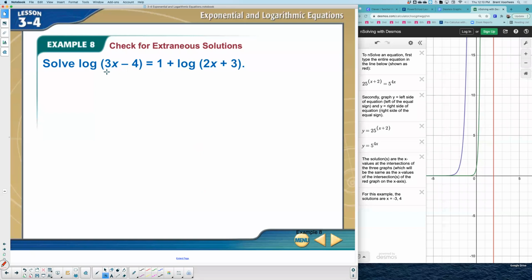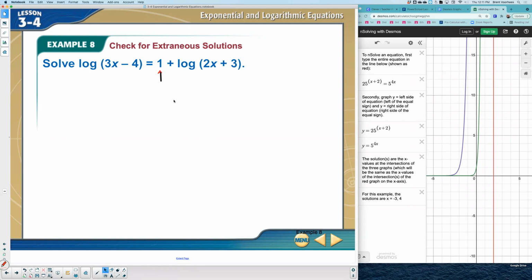All right, now let's take a look at example 8. So once again, if I'm going to try to solve and I see that I have multiple logarithms, what I would like to do is 1-to-1. The problem is this is not 1-to-1. I have this number 1 here that cannot combine with either log. So there's a little bit of a trick here.